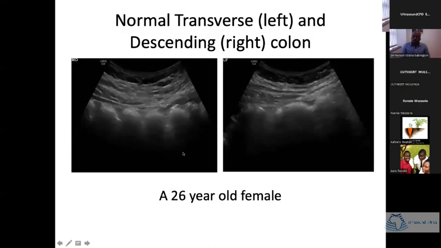So this is an image from a 26-year-old female patient. It's the normal appearance of the large bowel. You can see the haustra here. This echogenic gas pocket hangs at the anterior wall of the large bowel and prevents you from seeing the rest of it. But that's absolutely normal. This is the descending colon of the same patient, on the left side. So that's the haustra, and we can see the gas pocket there at the anterior wall of the bowel.